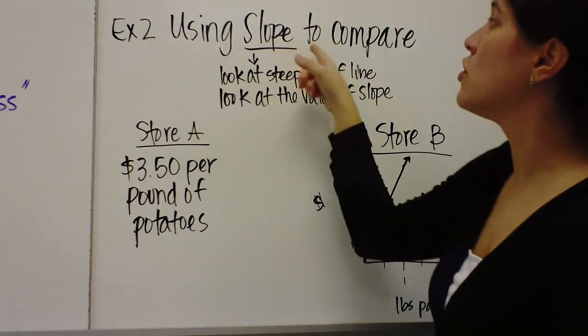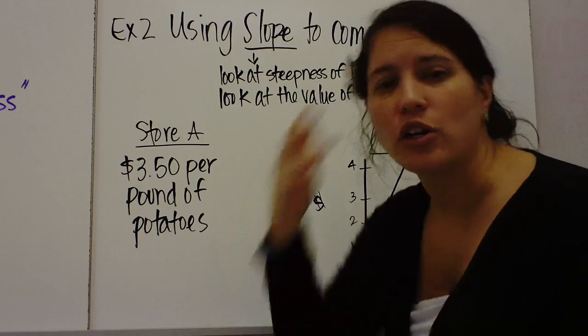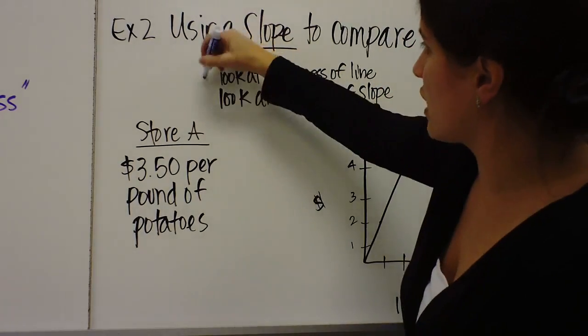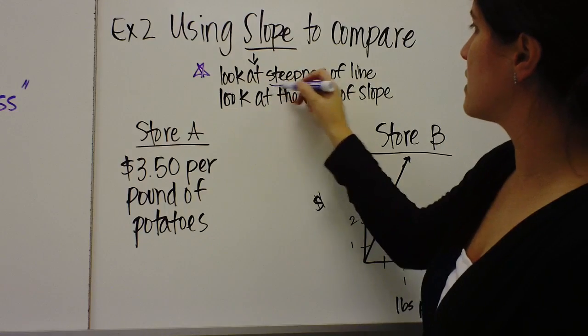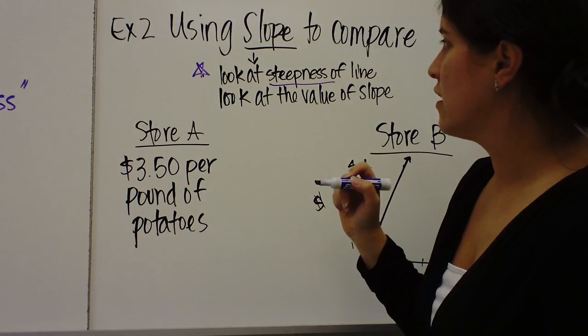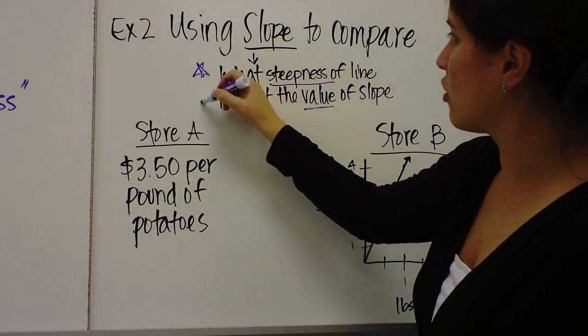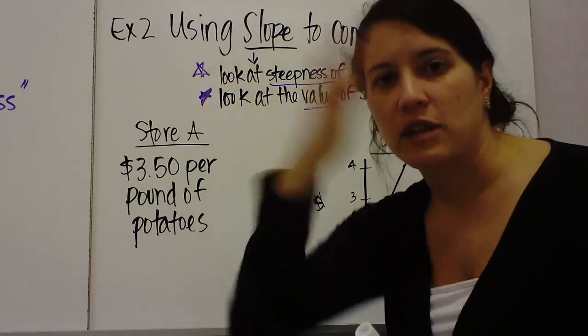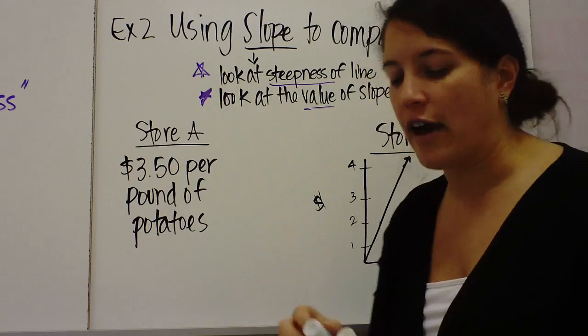Alright, so example 2, using slope to compare. We're going to use the slope to compare some situations. Here are a couple of things to look at. Number 1, look at the steepness of a line. Number 2, look at the value of the slope. So we'll look at how steep the line is, or the value of the slope.